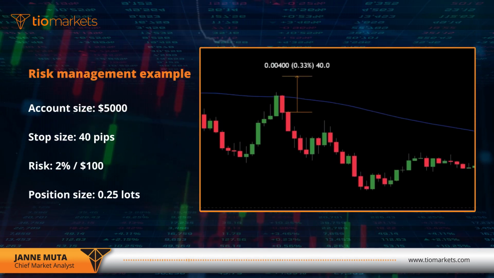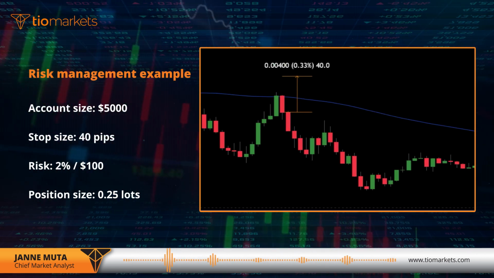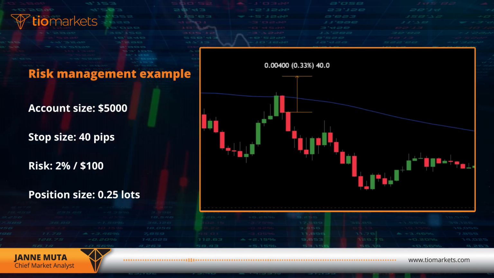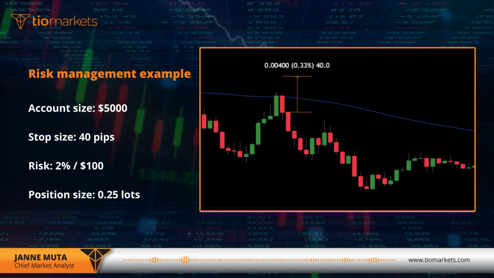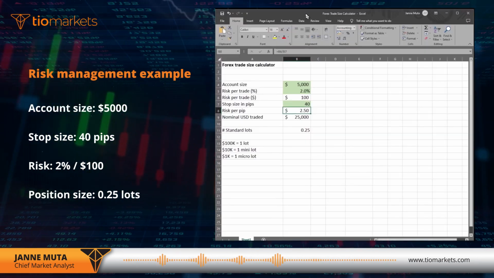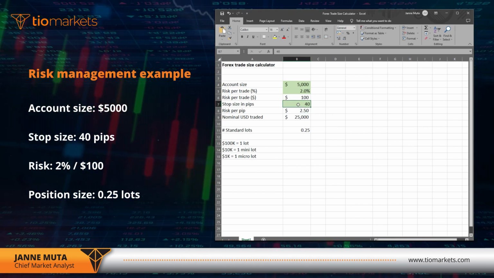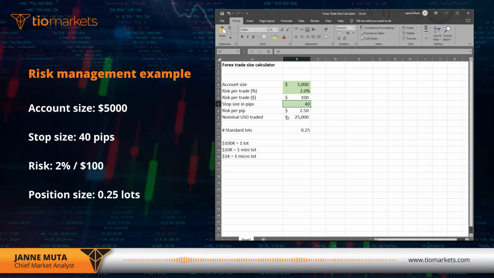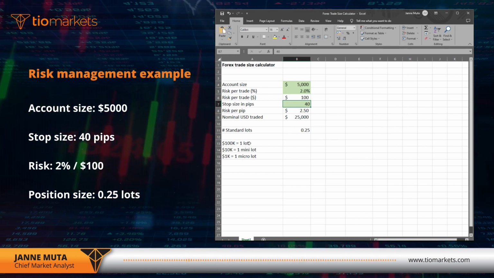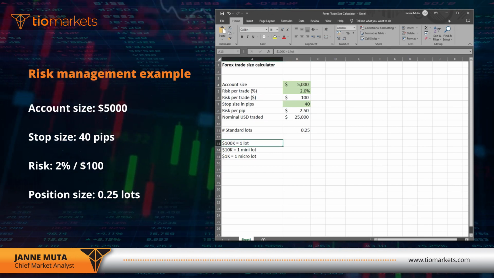And here I have another example for you. The account size is the same. The stop size is 40 pips this time. The risk remains the same at $100. So the position size is now smaller. Instead of 0.33 lots, it's now 0.25 lots. So this is the principle that helps me to keep my risk in control. So here you can see the calculator again. I have the 40 pips there and it gives me nominal USD traded at 25k and the standard lots. Because one standard lot is 100k, therefore the 25,000 is 0.25.